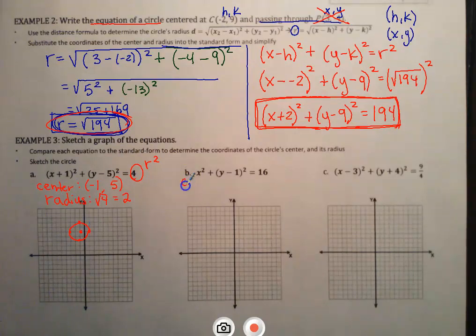Okay, so let's do the next one. We need the center and the radius. Here we have an x squared. So what's our h value? It's just 0, right? If there's nothing there. And how about our k value, because it's y minus 1. Good, our k value is 1 here. The radius, we've got 16, so we have to take the square root of 16. Perfect, that is 4. So our radius is 4.